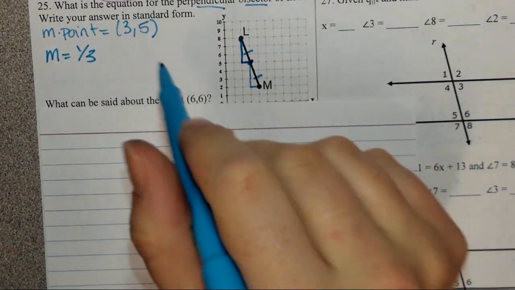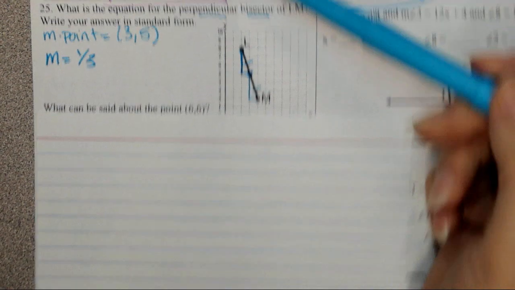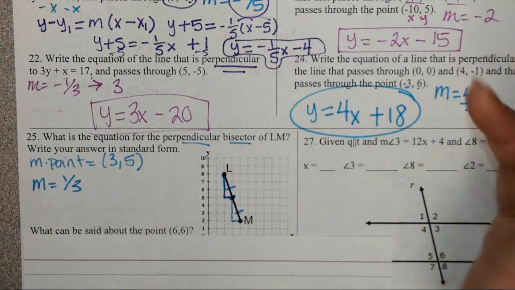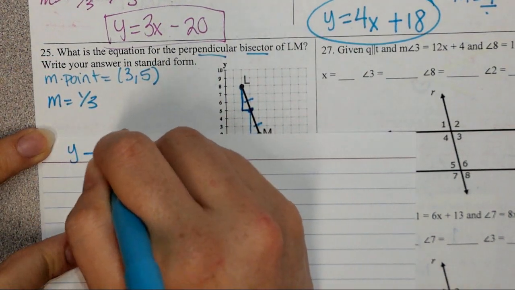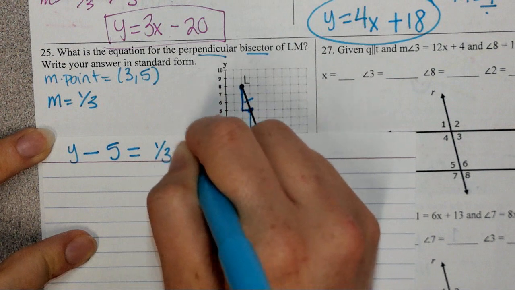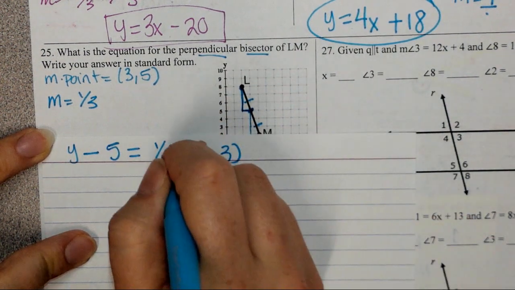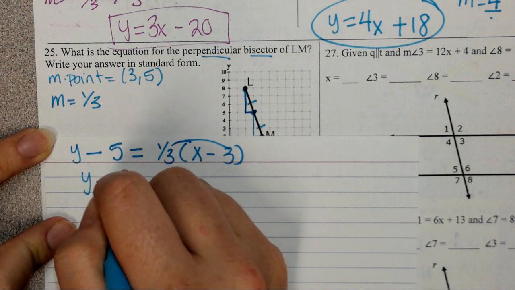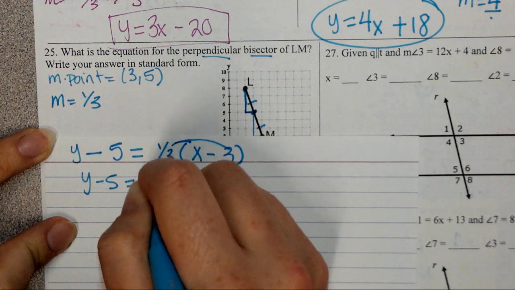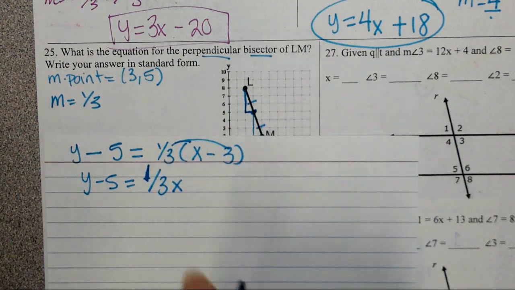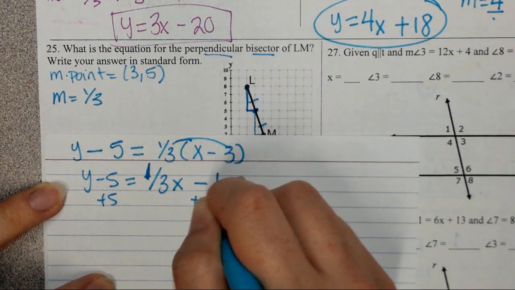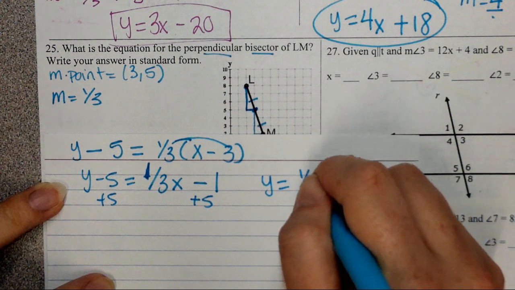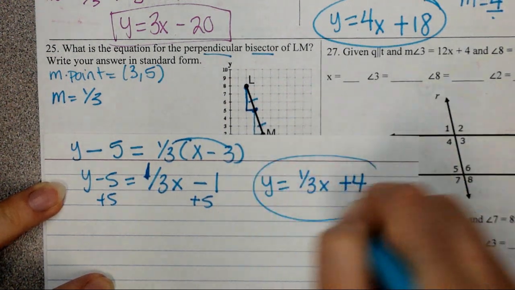Okay. All right, now we want to get our equation. So it's going to be a lot like these other problems. You can use any method you want to. I'm going to use point slope method. So I'm going to have y minus 5 is equal to 1/3 times x minus 3. Distribute that out, so we've got y minus 5 equals positive 1/3 x. And then 1/3 times a negative 3 is just negative 1. Add 5, we get y is equal to 1/3 x plus 4.